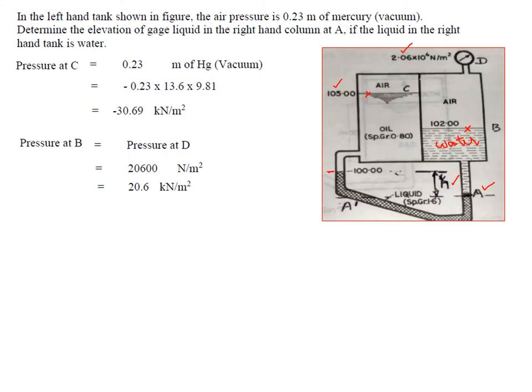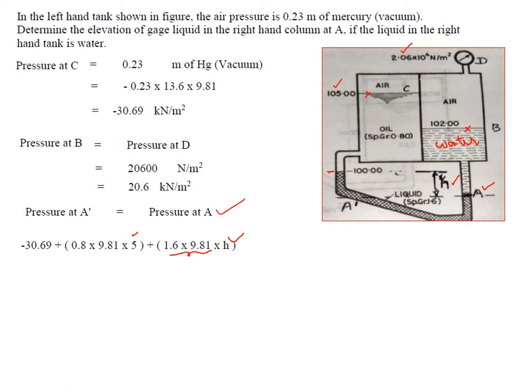So you start writing the pressure equations, that is you equate manometric equations, that is pressure at A should be equal to pressure at A dash. So left limb is pressure at A dash, right limb is pressure at A. So you start from C, that is minus 30.69. As we move downwards, pressure increases. So 5 meters is the oil, specific gravity 0.8. So therefore it is 0.8 into 9.81 into 5. So now we have to move down from 100 to A dash. So here the liquid is of specific gravity 1.6. So therefore specific weight is 1.6 into 9.81. The height is H, so therefore it is H. So we have come down to A dash.